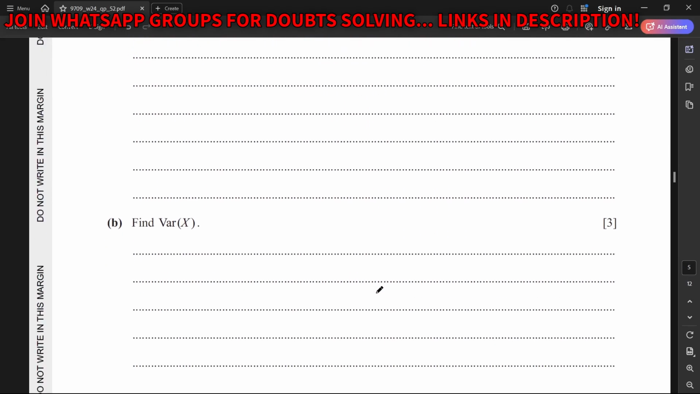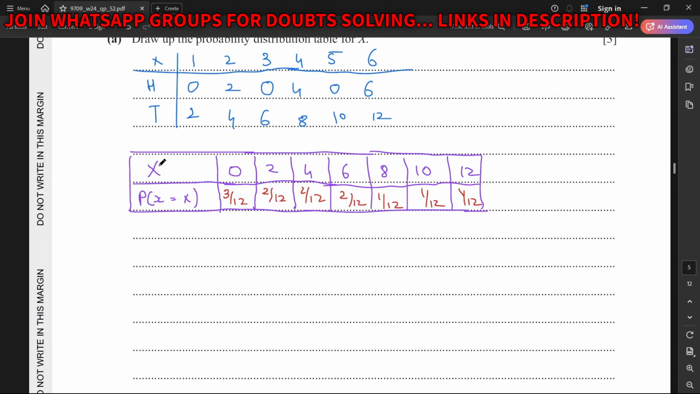Now, in the second part, we are asked to find the variance of this x. And the way that we do this is, we take the square of x and multiply it with the value of the probability, then add it with all the remaining values of x and the respective probabilities. So 0 square into 3 by 12 plus 2 square into 2 by 12 plus 4 square into 2 by 12, so on and so forth until we are done with the entirety of the table.